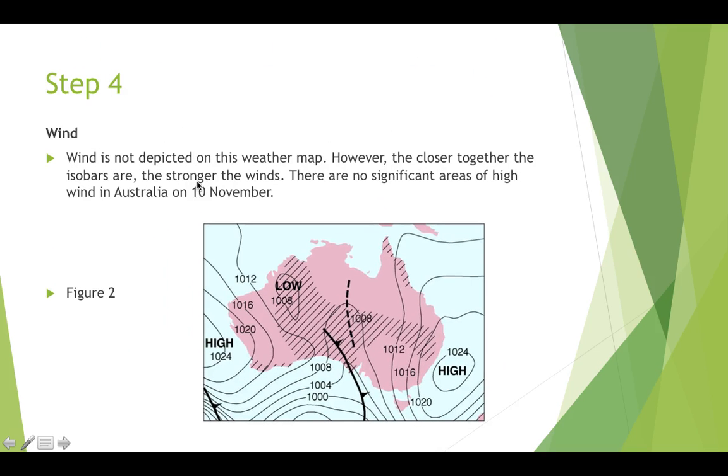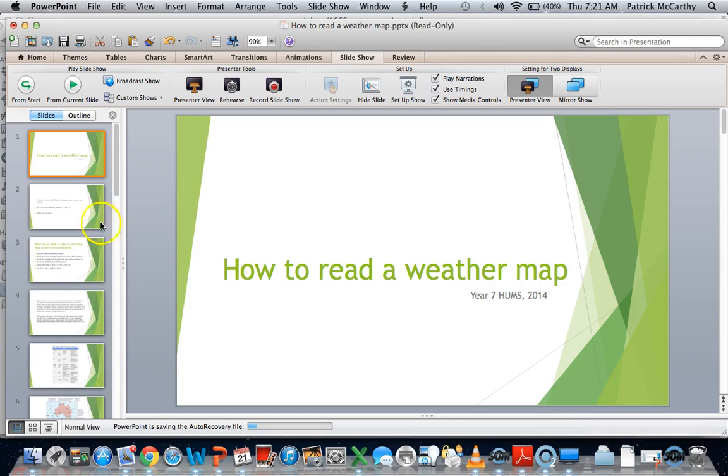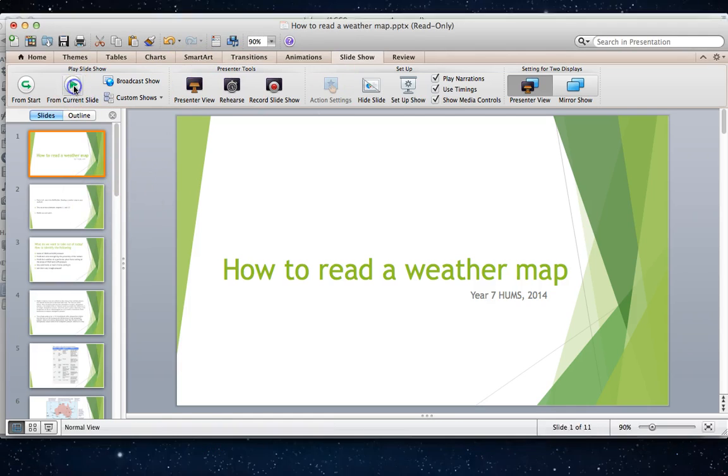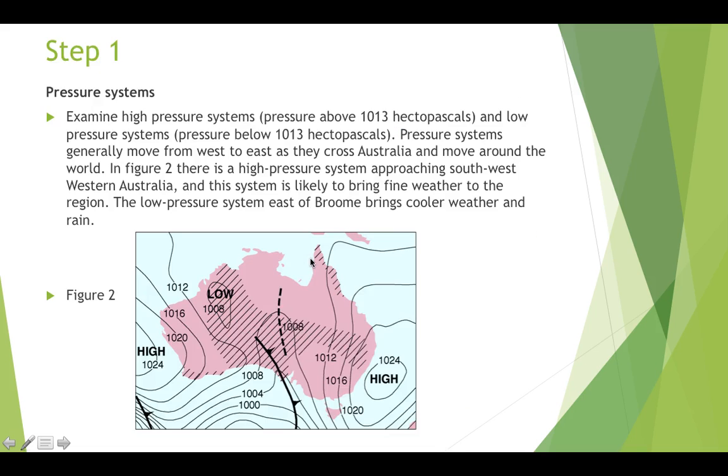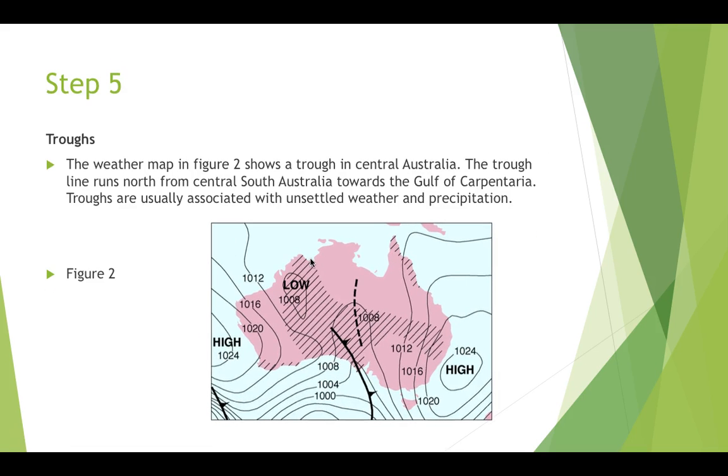And our last step is troughs. So the weather map in figure 2 shows a trough in Central Australia, which is identified by this line here. And this trough line runs from central South Australia towards the Gulf of Carpentaria. Troughs are usually associated with unsettled weather and rain. So whenever you see a trough, and identify a trough, that identifies unsettled weather and rain.